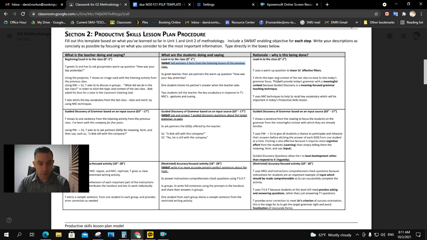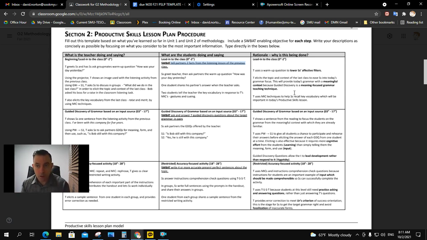And it also shows you the kinds of class concepts that you should be thinking about. So in the first one, the warm-up question is to lower affective filters, right? That's a Krashen idea. If I was really good, I'd put Krashen in parentheses. Teacher elicits the topic and context to ease students into the grammar focus. This will provide today's grammar with a meaningful context. Meaningful context is a general methodology concept.